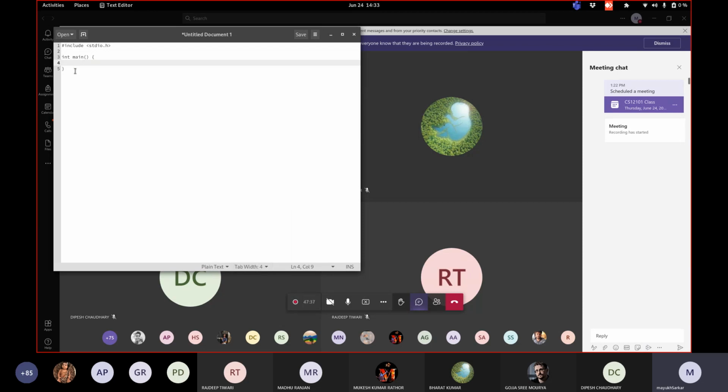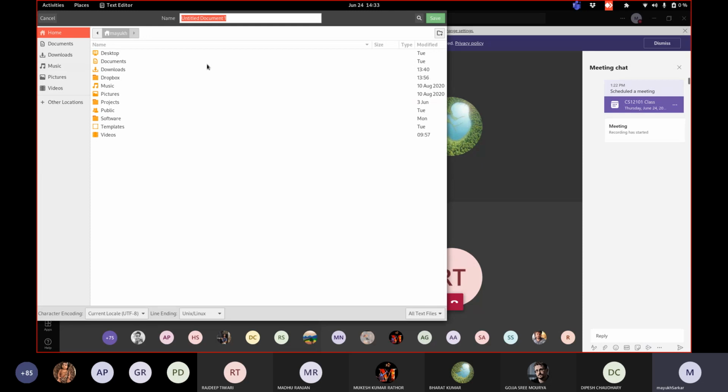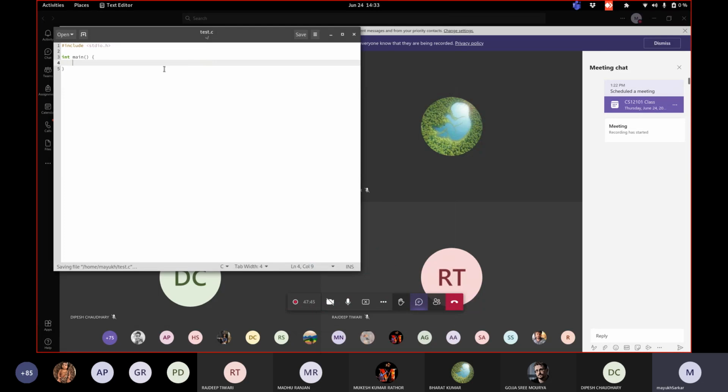Always use the tab space of 4 for good practice. Maybe suppose I'm writing test.c. Now, those who have never seen any programming before or are seeing a C program for the first time, this is a general structure. I will go into the details of this structure later on, but I want to just demonstrate one other thing. For now, this is called a header file. Again, I'll demonstrate everything in detail later.